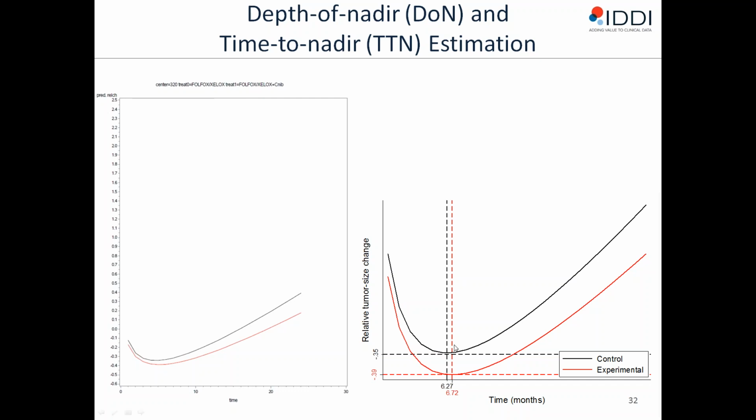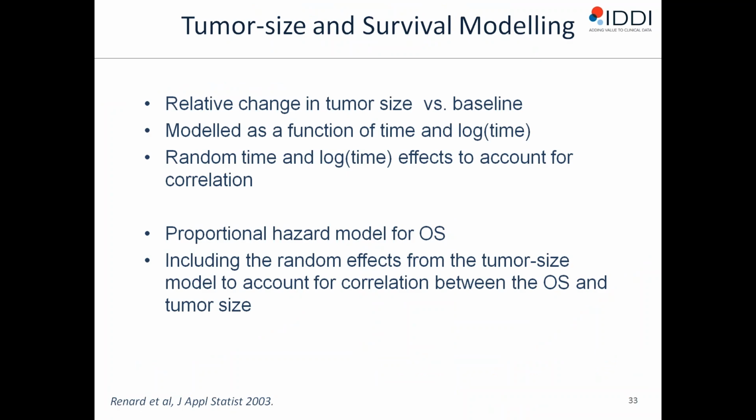So what we've done is we have looked at these types of average profiles for all the treatment arms in all our trials, and we estimated treatment effects in terms of the depth of nadir, or depth of response, and in terms of the time to nadir, and we looked at whether we could predict the treatment effect on survival from the effect on these two endpoints. What I haven't included yet is the survival element. So for the relative change in tumor size, we use the model I have just described, using time and log time as our time dimensions.